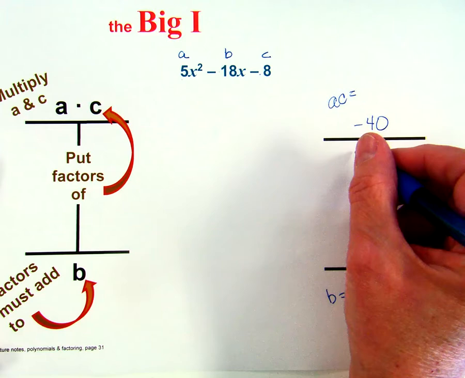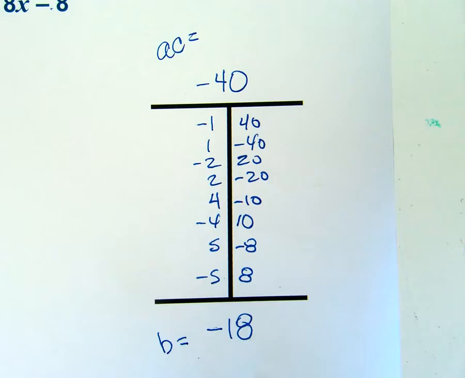The order that you put them in doesn't matter. So now we're going to look at these, and we'll say, all of these multiply to negative 40. We'll find the one that adds to negative 18, and there it is. 2 minus 20 is negative 18. So that's the pair that we want. That is how we know where our negative 18 came from.